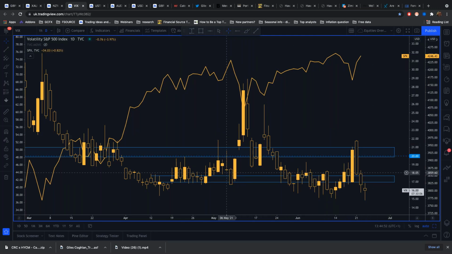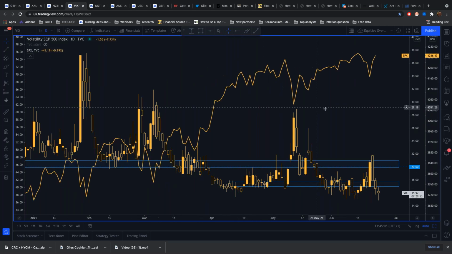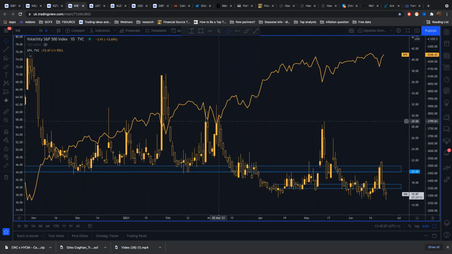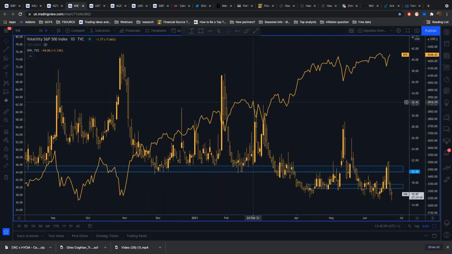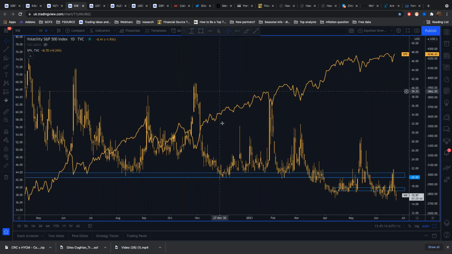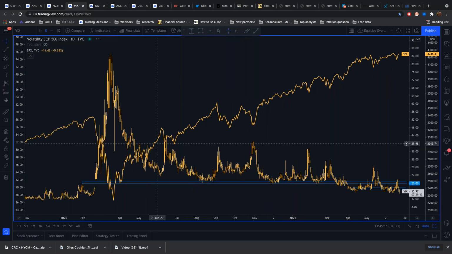Do you notice as the VIX goes up, what happens to the S&P 500? It falls. Now, as the VIX goes down, what happens to the S&P 500? It rises. So if you want to see what's going to happen with stock markets, just look at the VIX. Rising VIX, falling stocks. Look.